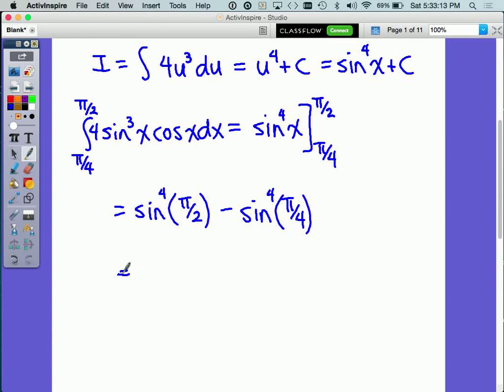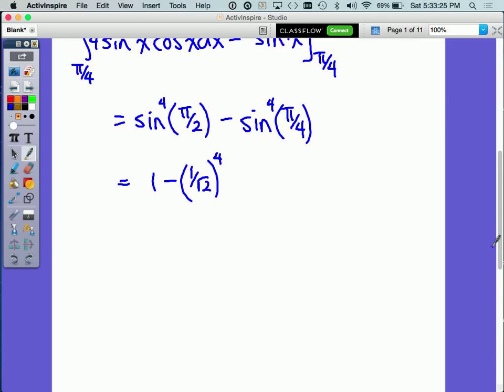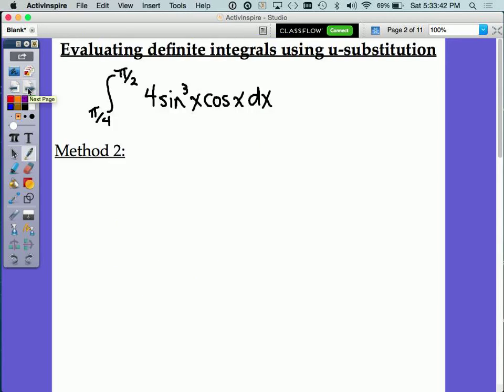And of course, the sine of pi over 2 is 1. The sine of pi over 4 is 1 over radical 2, which is raised to the 4th power. And 1 over radical 2 squared is 1/2, and 1/2 squared is 1/4. So this just becomes 1 minus 1/4, which gives us a final answer of 3/4. So that's fine. We can do it that way. Let's look at another option. I'm going to try the same question again, just doing it a slightly different way, which in this case I think is maybe a little more efficient.